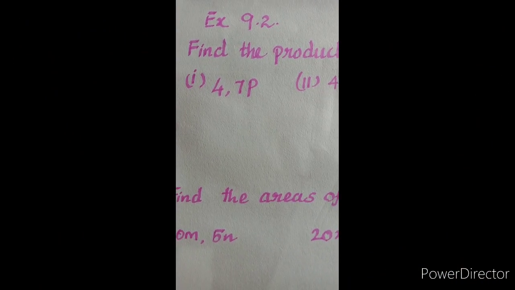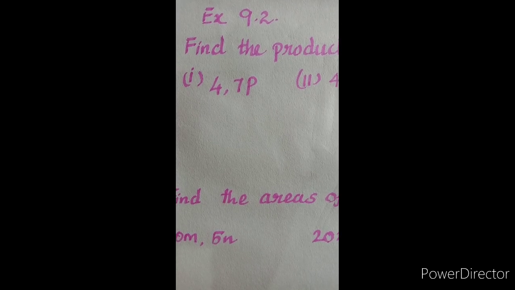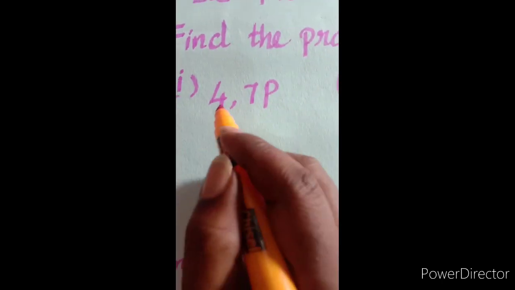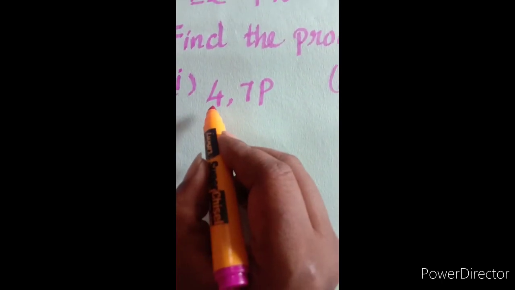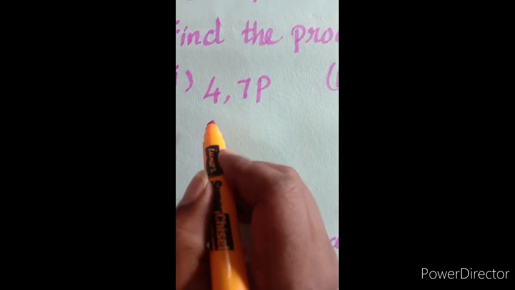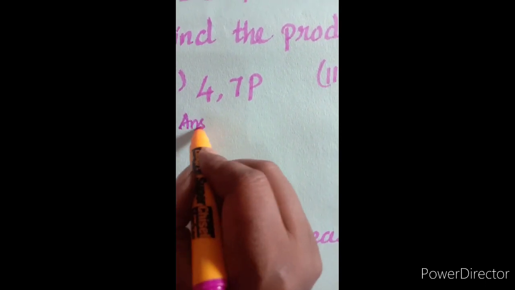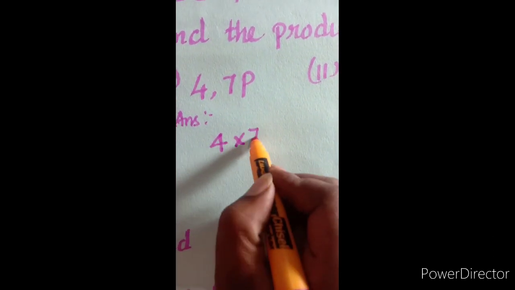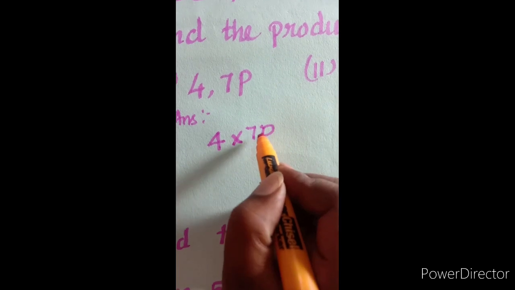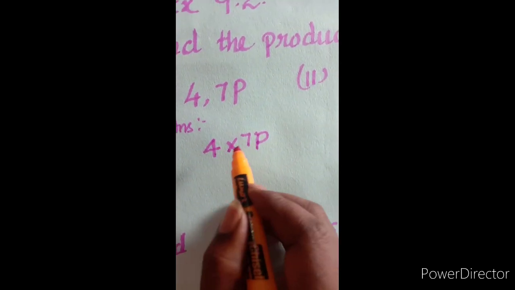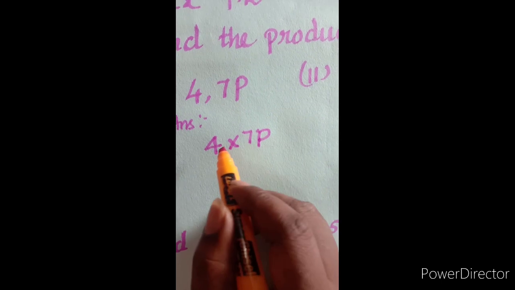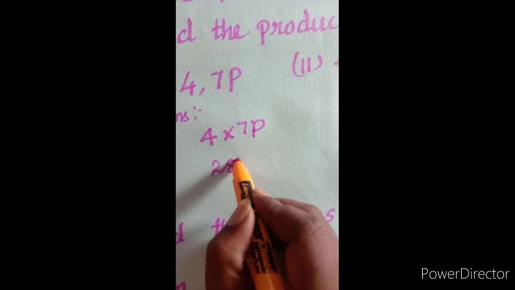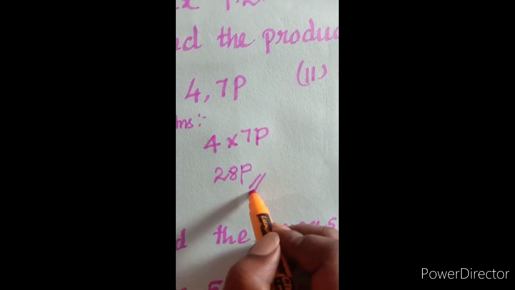Find the products. First sum is 4 into 7p. I am going to do that. So first term 4, the constant. Second one is 7p. So you just find the product, that is multiplication of the two terms, 4 into 7p. So simply we can multiply the coefficients, that is the numerical values. So 4 sevens are 28. Only one variable is there, that is p. This is the answer.